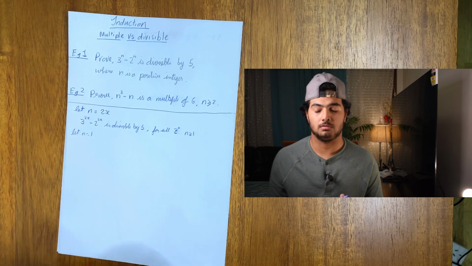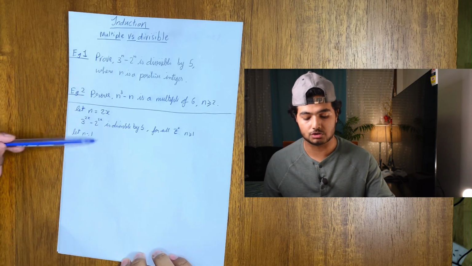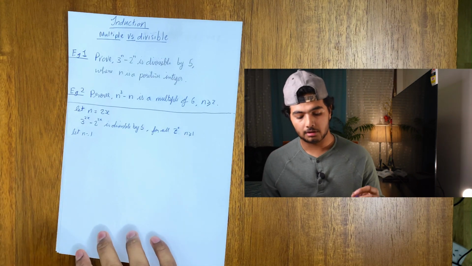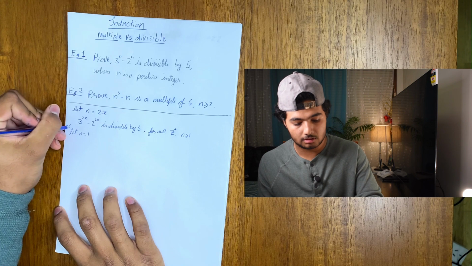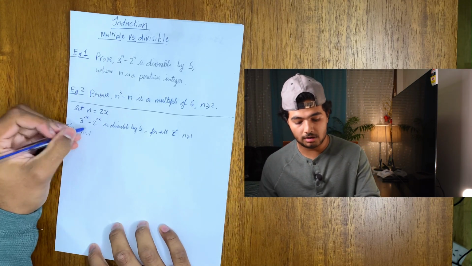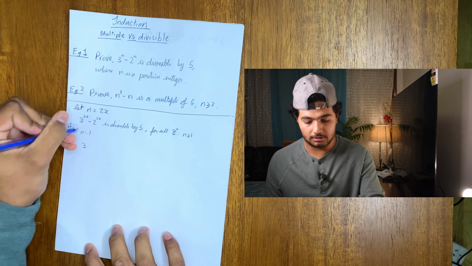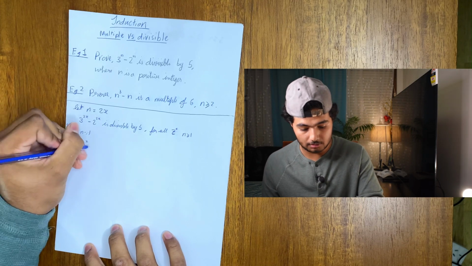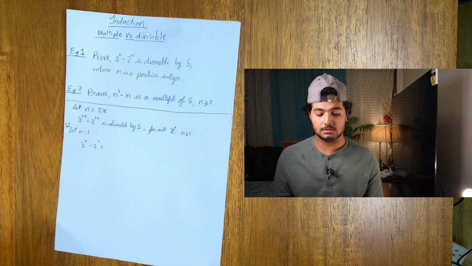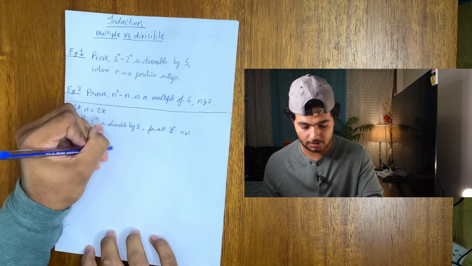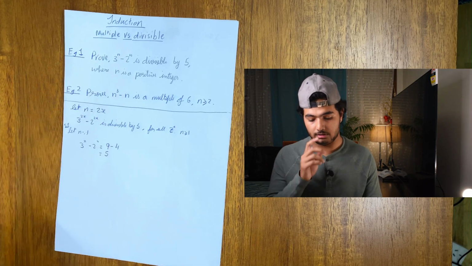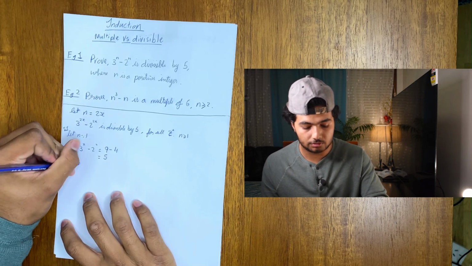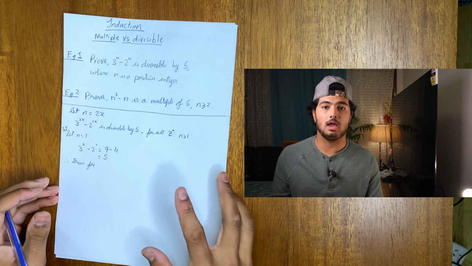Now, there are 3 steps in induction. Step 1, we do the initial value. Step 2 is assume for k and prove for k plus 1, and step 3 is the final statement. So we'll start with step 1. n equals 1, so sub 1 into this. We have 3 to the power of 2, or 3 squared, minus 2 squared, which is 9 minus 4, which equals 5, which is divisible by 5. Therefore, true for n equals 1.